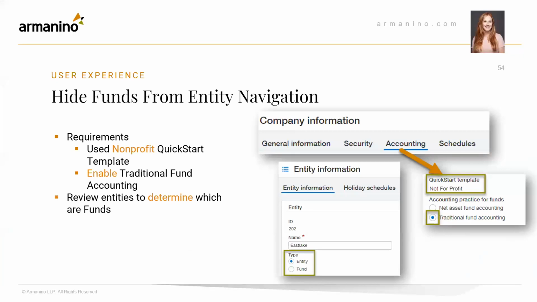And our first update in user experience is actually you're able to hide funds from entity navigation. So this will only apply if you had your implementation, your template was a nonprofit quick start. So that would have been determined at the time of your implementation, but then also if you have enabled traditional fund accounting. And so if you have both of these things identified, you can determine if your entity is either an entity or a fund. So you need to review all of your entities so that you can hide them from entity navigation. So that is an option that is available.